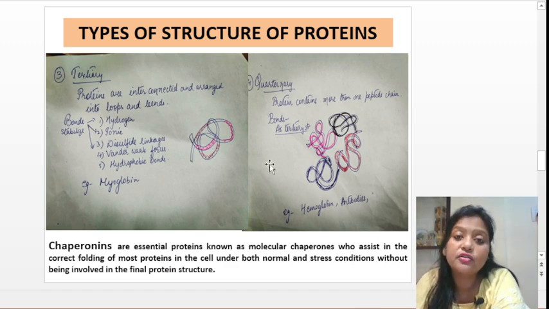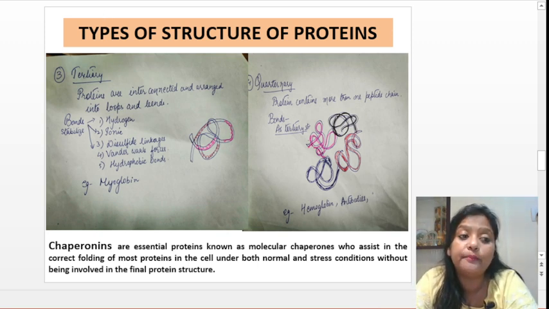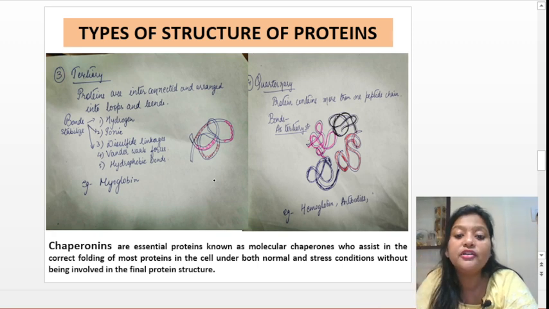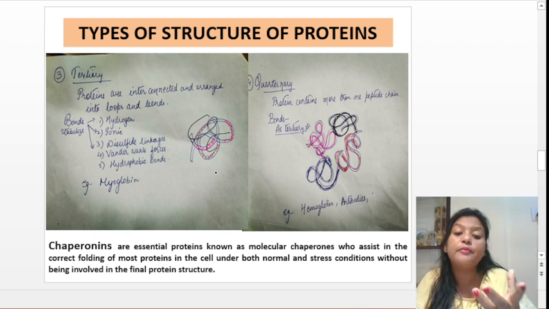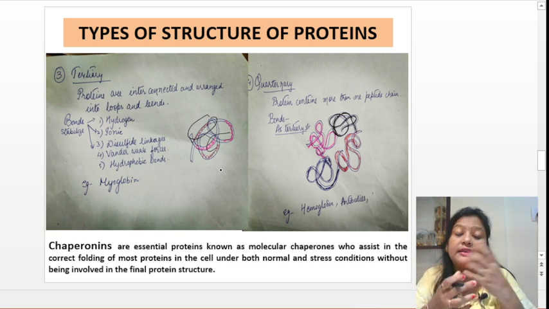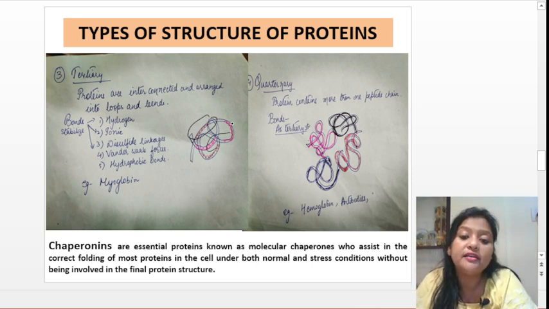In tertiary structure, you can see that proteins are interconnected and arranged into loops and bends. In the first one we saw alpha helical and beta pleated. Here you can see the alpha helical is also there inside and also the beta pleated sheet is there. So what is happening here? Proteins are interconnected, and they are in the form of loops and bends. You can see they're bending and forming loops.